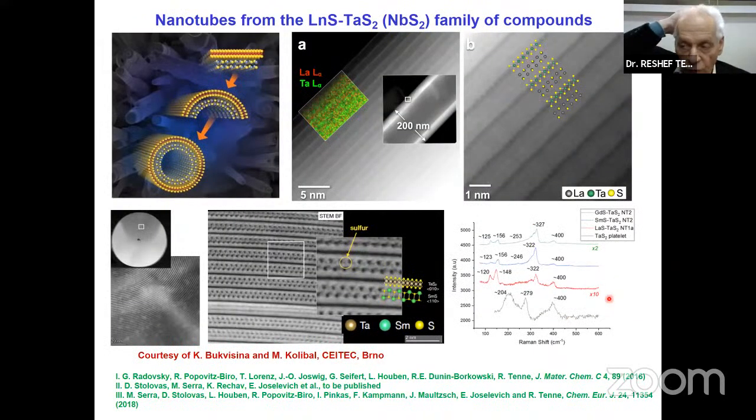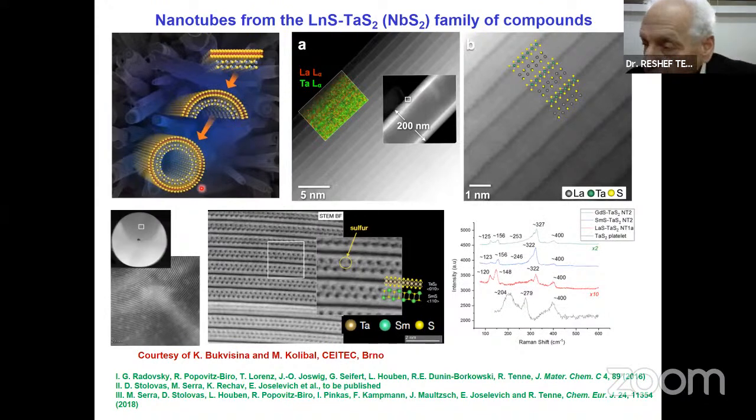And here is a beautiful demonstration of such a nanotube. As I mentioned to you in the beginning, Linus Pauling assumed that two lattices which disagree between them, in the case of chrysotile or kaolinite, the two lattices were silica and alumina. Here it's the tantalum sulfide and the lanthanum sulfide, and you see beautifully that because they disagree, they relax spontaneously, and once brought into a very small dimension, they close into a hollow nanotube.